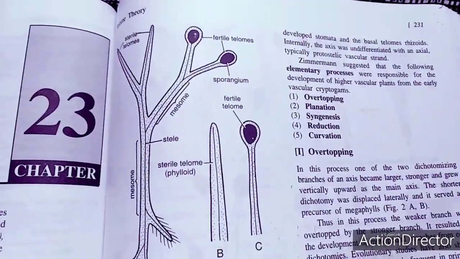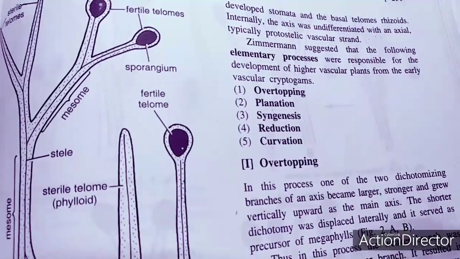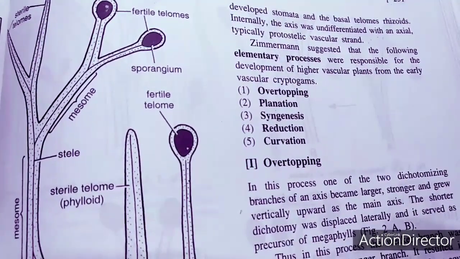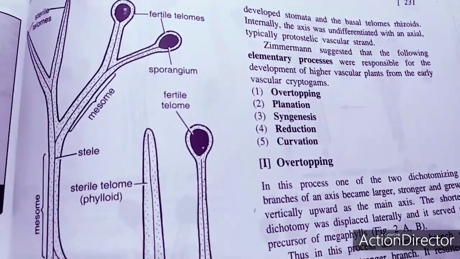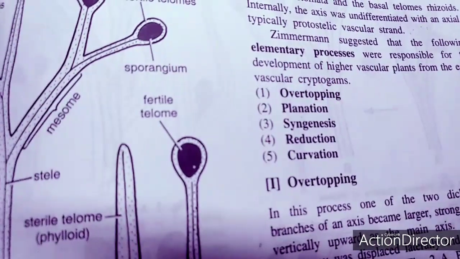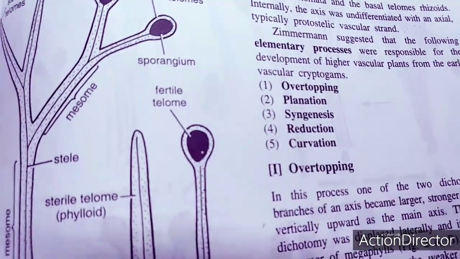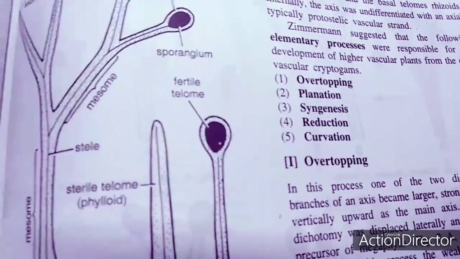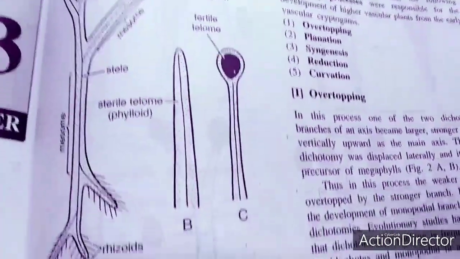Zimmermann, who worked on the telome theory, suggested that the following elementary processes were responsible for the development of the higher vascular plant from the early vascular plant. There are five processes: overtopping, planation, syngenesis, reduction, as well as curvation.